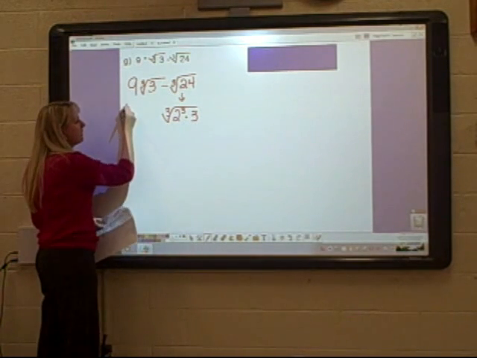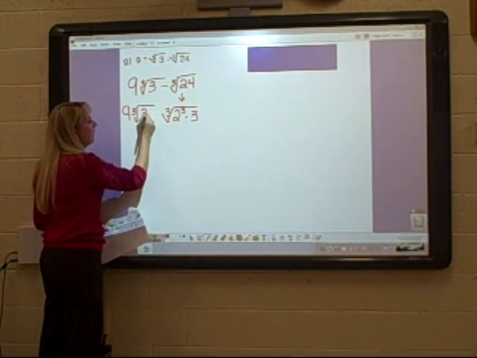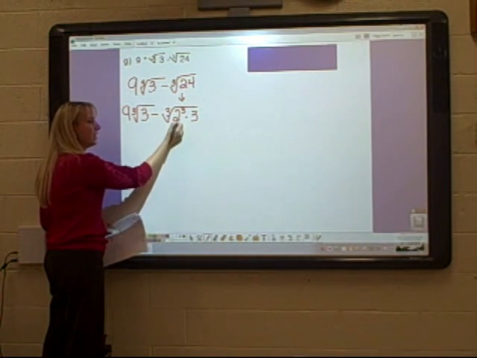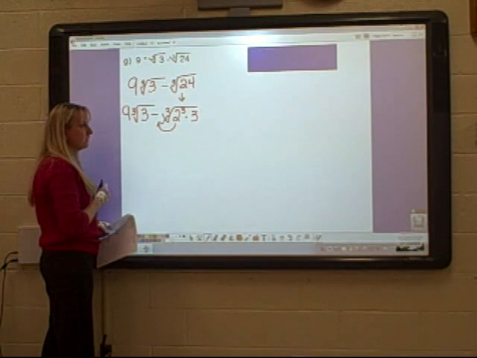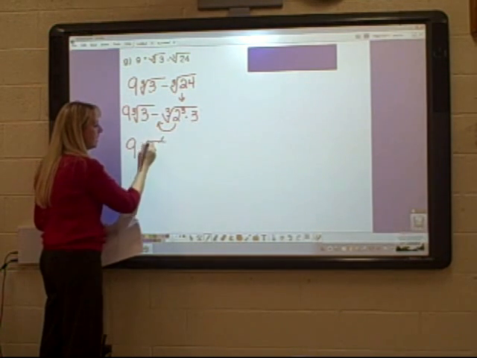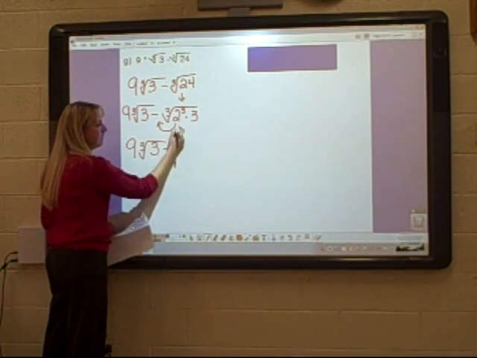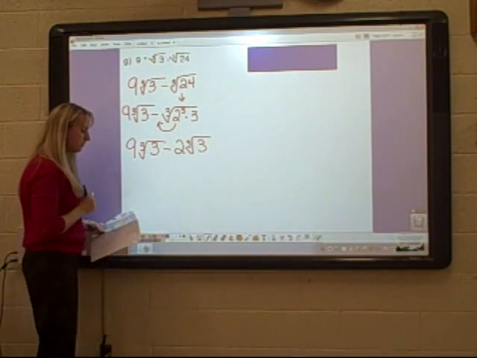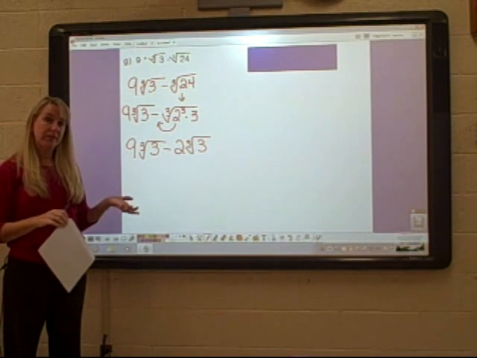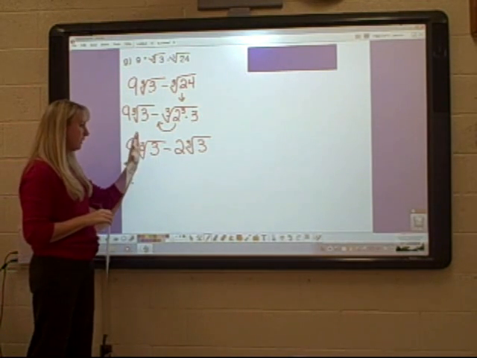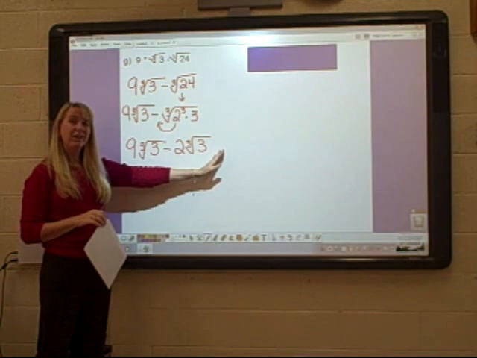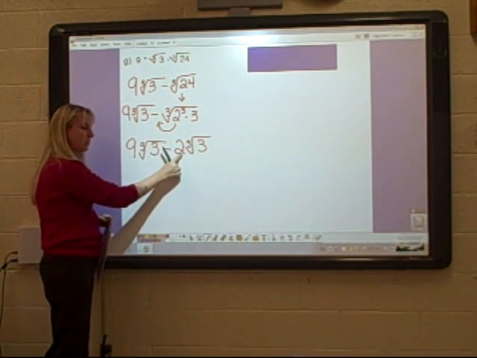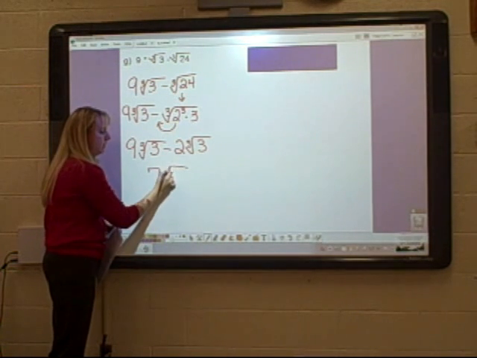So then I can write this as 9 cube root of 3 minus, well, here, I have a cube root of a 2 cubed. That means the 2 gets to come on the outside. So 9 cube root of 3 minus this 2 comes on the outside, cube root of 3. And then we think about, can we simplify that any further? Well, the cube root of 3, everything behind that coefficient has to be the same. They are. They're both cube roots of 3. So if I have 9 of them and I want to take away 2 of them, I'd end up with 7 cube root of 3.